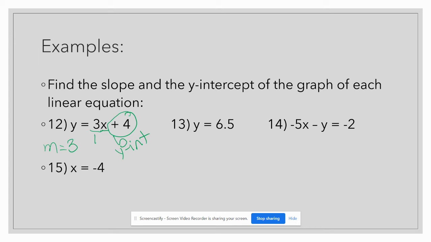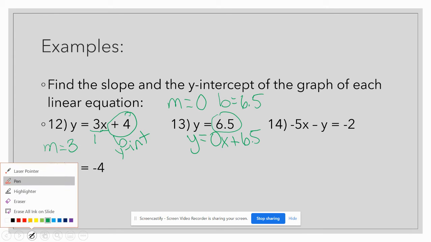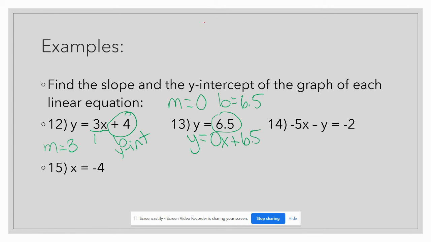For number 13, notice that there is no x here. So y is equal to 0x plus, it's plus because this is positive, 6.5. That means our slope is 0 slope, and our y-intercept is 6.5. Remember, 13 is a horizontal line. So it would go like this at 6.5.